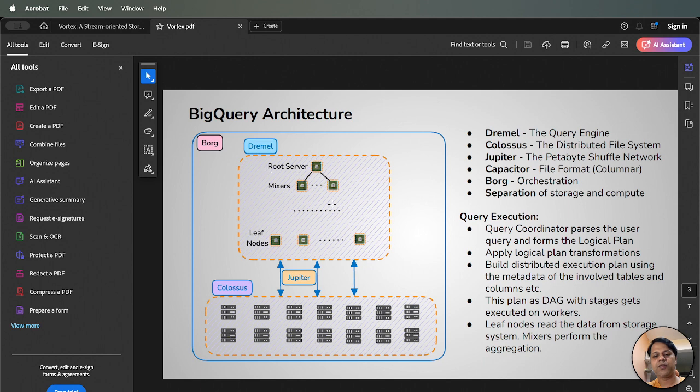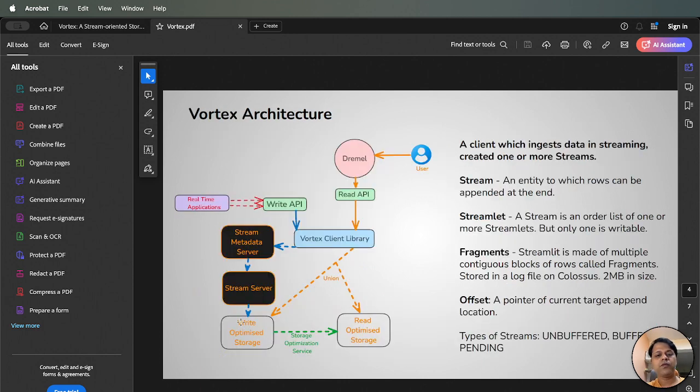Here it talks about reading, but for writing there is a bulk API, and there is another streaming ingestion API also. Generally you can say the Storage Write API, which can also perform the streaming ingestion. Okay, so this is how it looks for Vortex.